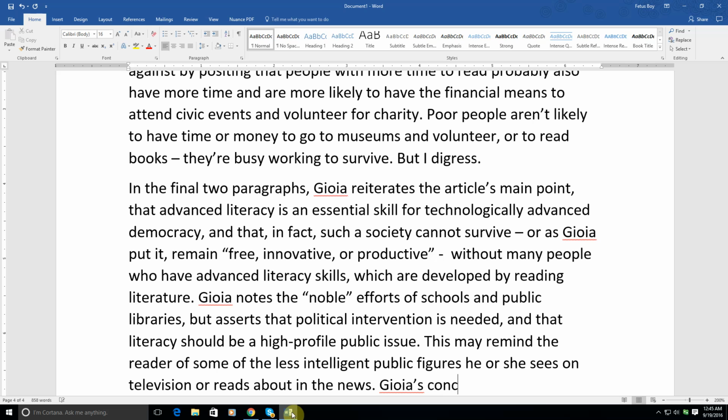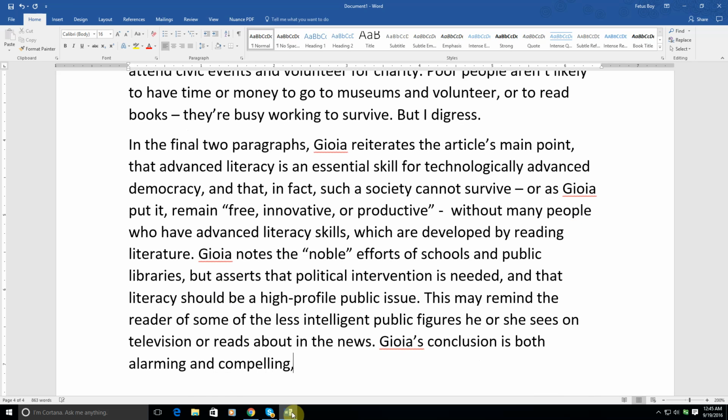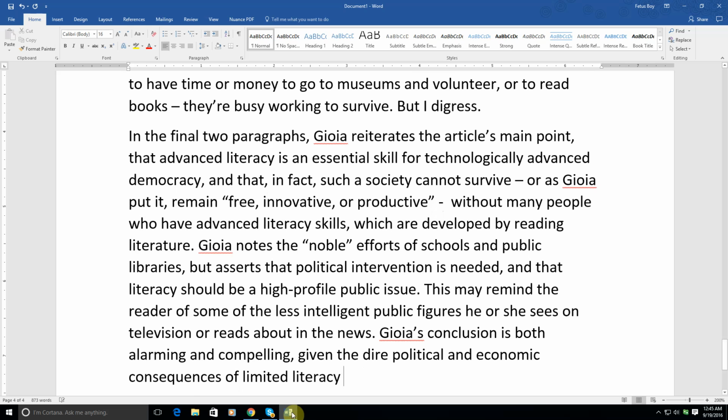Gioia's conclusion is both alarming and compelling, given the dire political and economic consequences of limited literacy that she cites in her article.